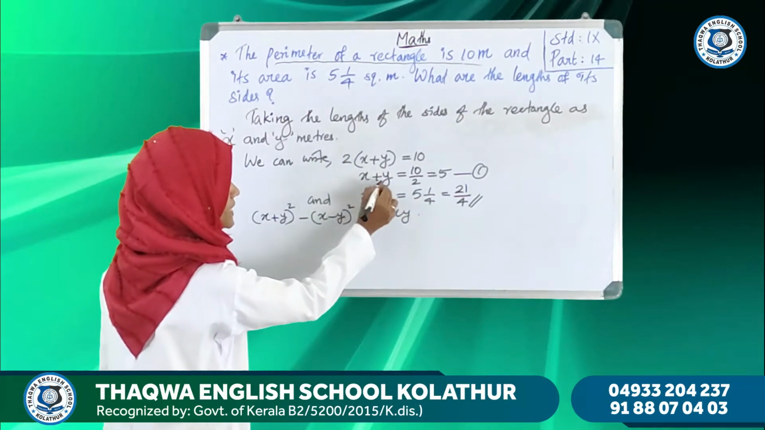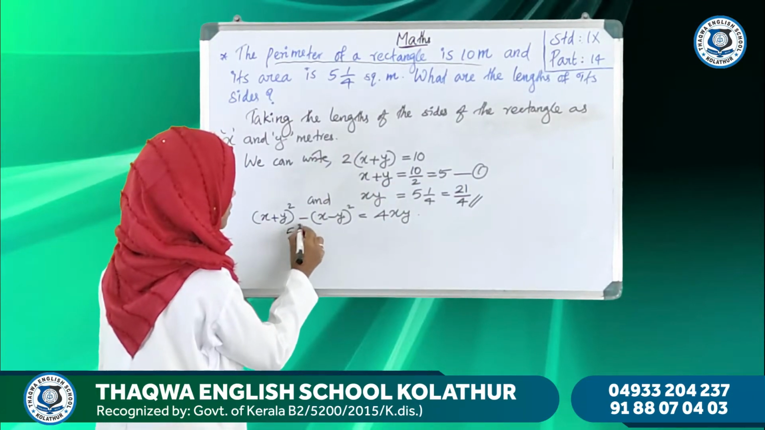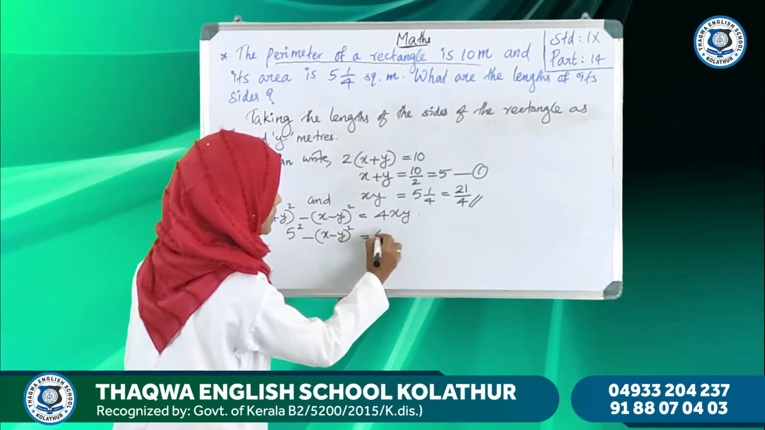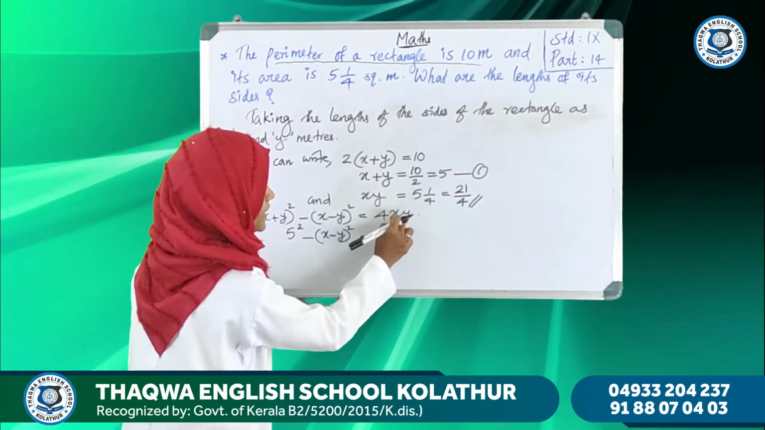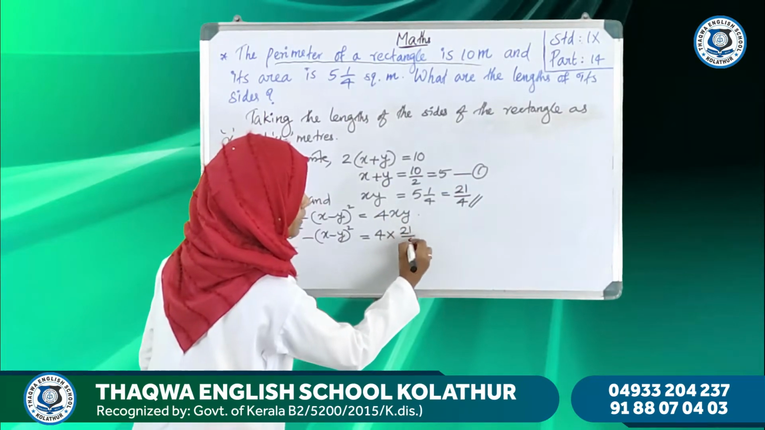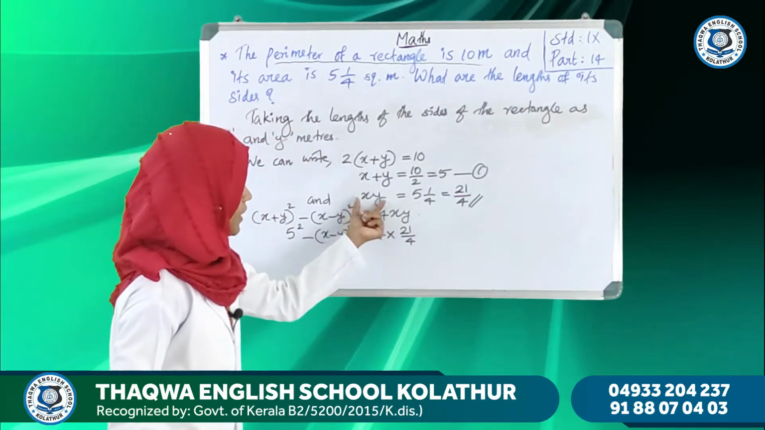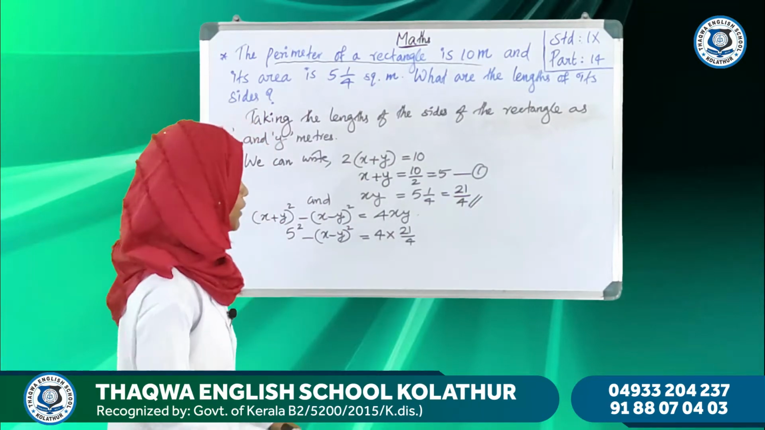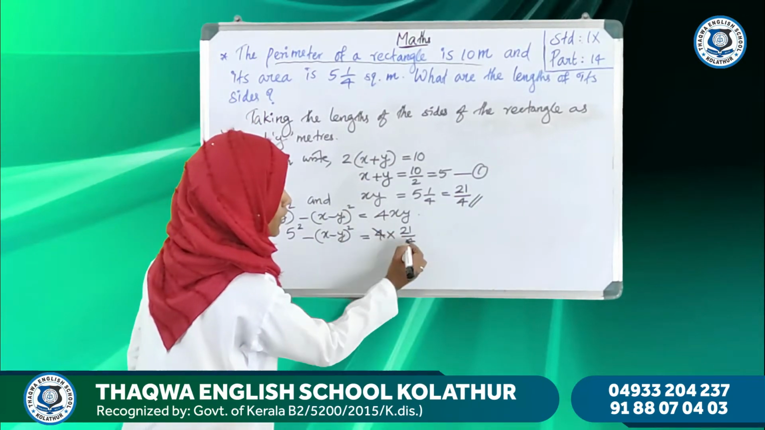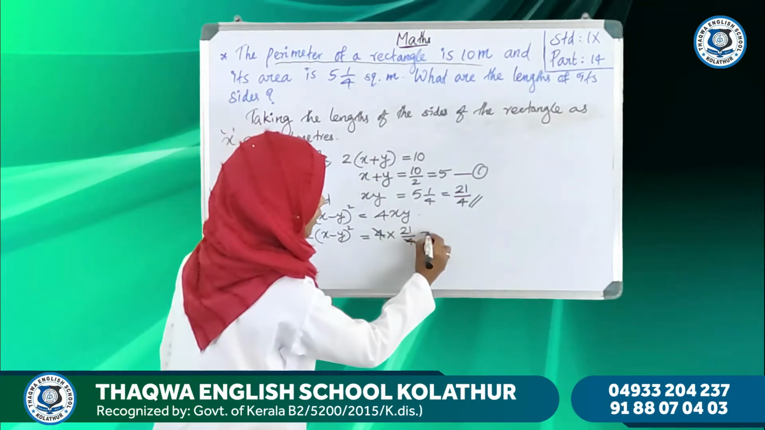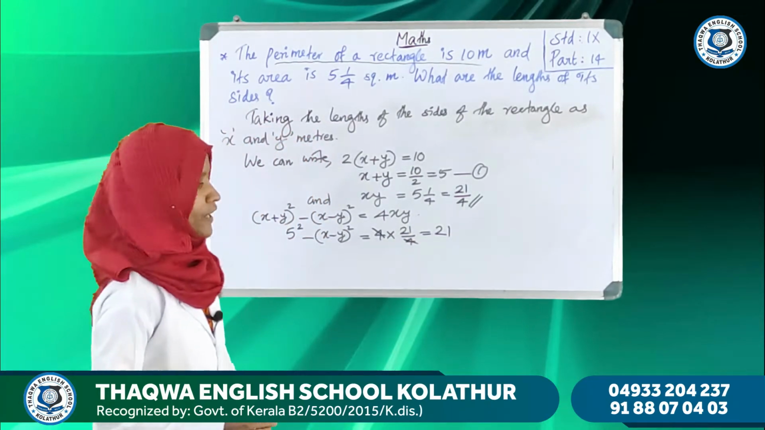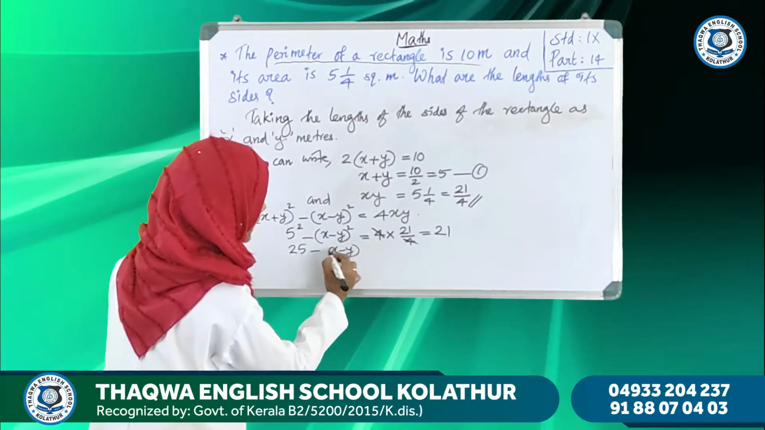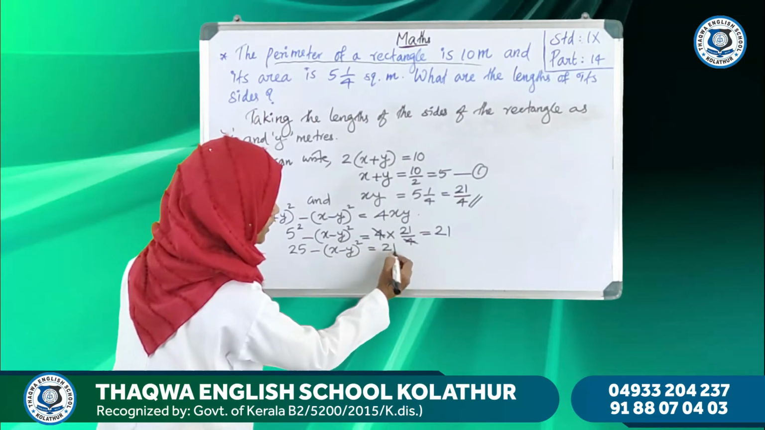Now let us substitute. What is x plus y? 5. So 5 square minus (x minus y) whole square is 4 into the value of xy, which is 21/4. So 4 into 21/4, let us cancel 4 and 4. Now here we get 21. Next, 5 square, 25, minus (x minus y) whole square is 21.